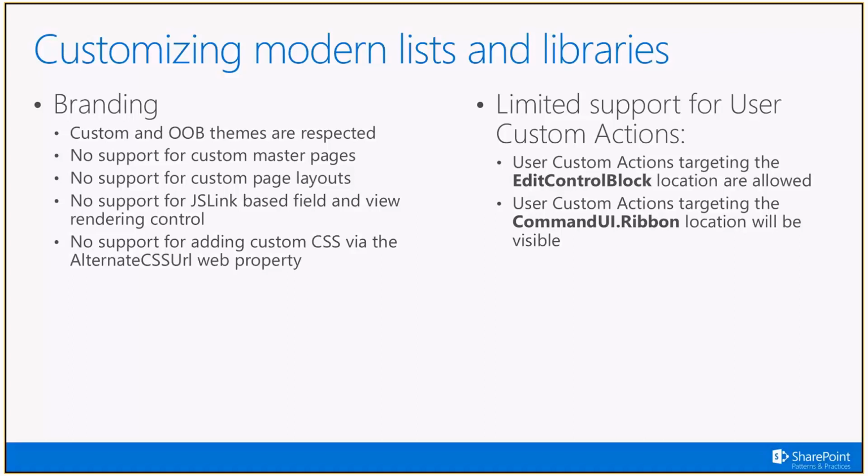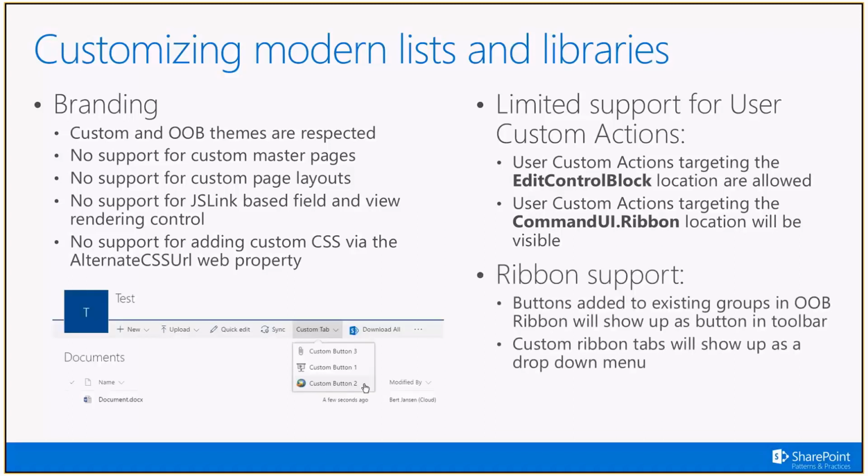Now, the good thing is both these options are still available. So when you target your user custom actions for the edit control block location, which essentially is the location saying, like, I want this option to show up in the pop-up menu when I click on a document, that's there, and you can also get your ribbon buttons showing up in the toolbar. I think the screenshot is really clarifying this really well.